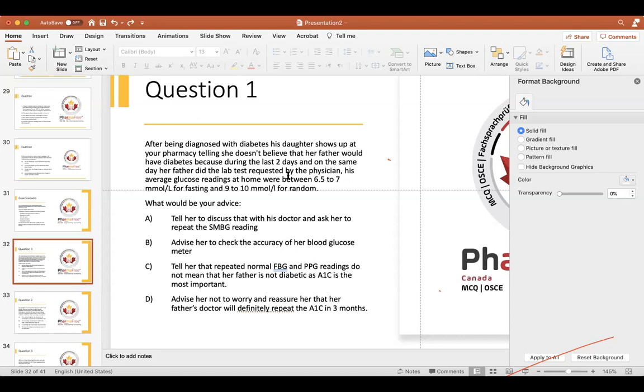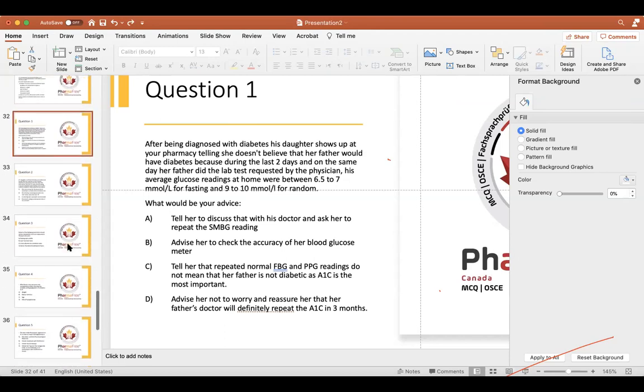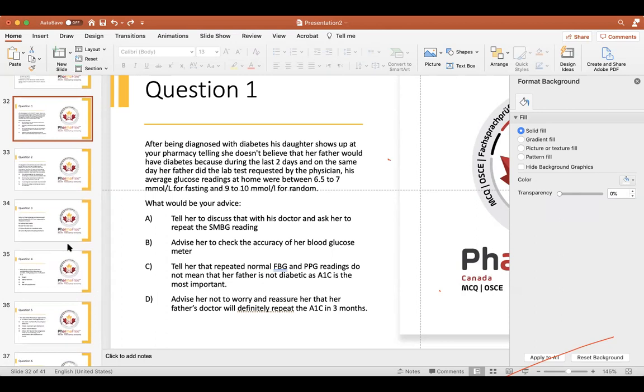Once again, this is not an OSCE station. You have the information. Okay, you have a letter of information. You have to deal with the situation. Okay, if you are in the OSCE station, you can ask and you can gather information and make the assessment, etc. As you know.